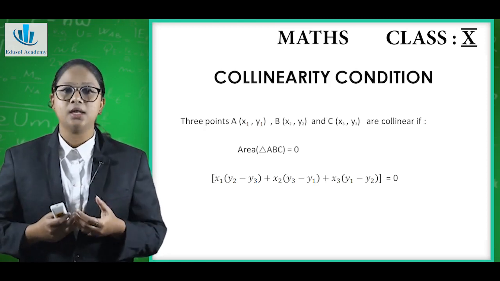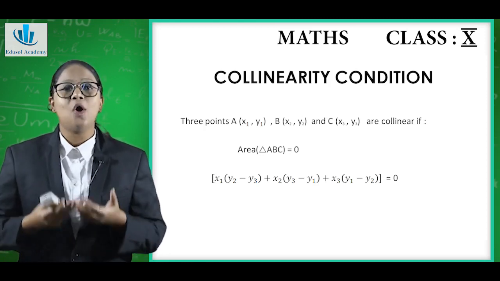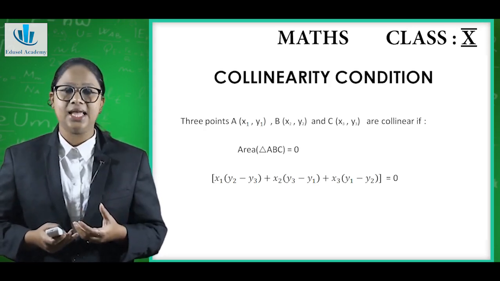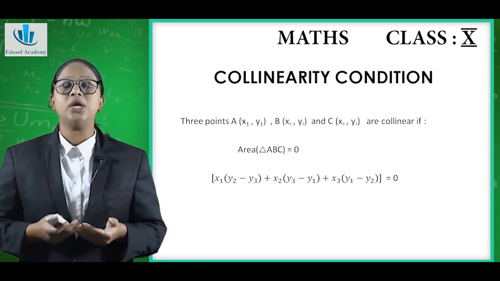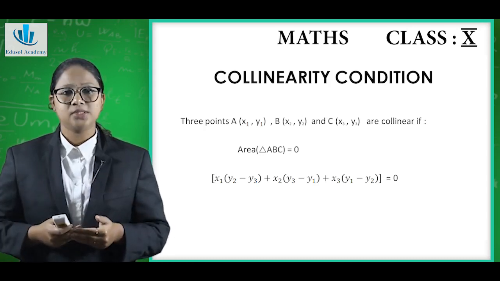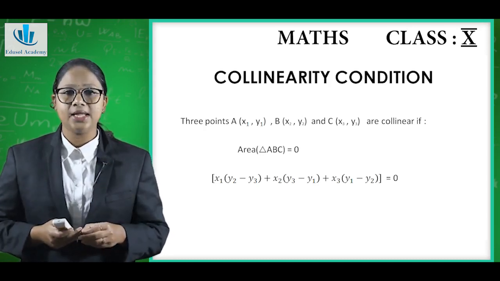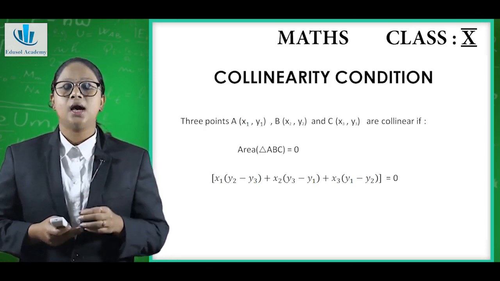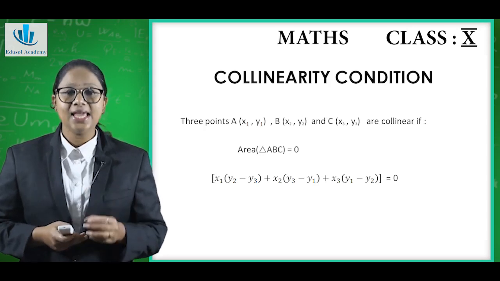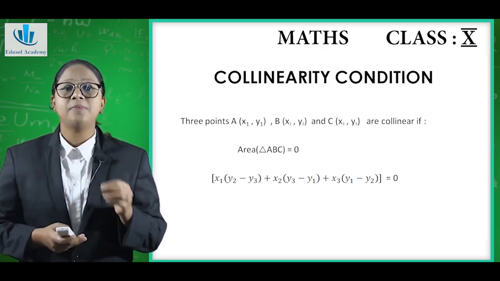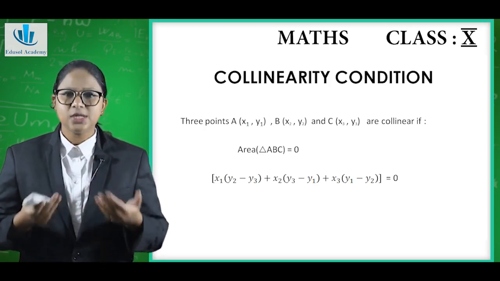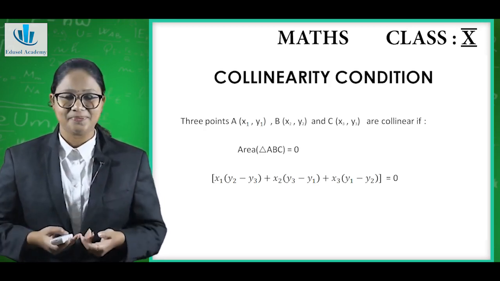Then for such a triangle, there is no possibility of construction. So that's the case when we can say the 3 points are collinear, lying on the same line. The condition for collinearity of 3 points is that the area of the triangle formed by those 3 points is equal to 0, which means that such a triangle doesn't exist.